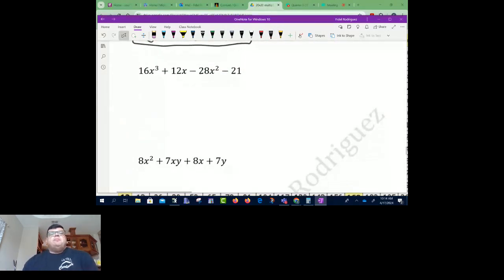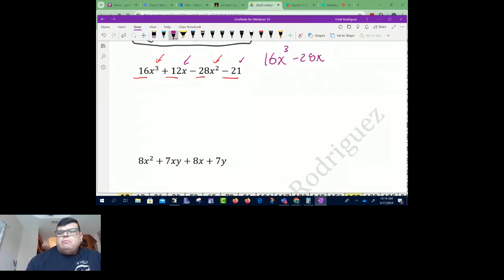Y'all, for a problem like this one here, typically what I do is the first thing I want you to notice, look at the order of my x's. x to the third, but then x squared comes over here, and then this guy is the x, and there's a number. So usually what I do, y'all, is I rewrite it like this. 16x to the third minus 28x squared plus 12x minus 21. So I'm just writing it so that it's in order, right? So my x's are in the right order.